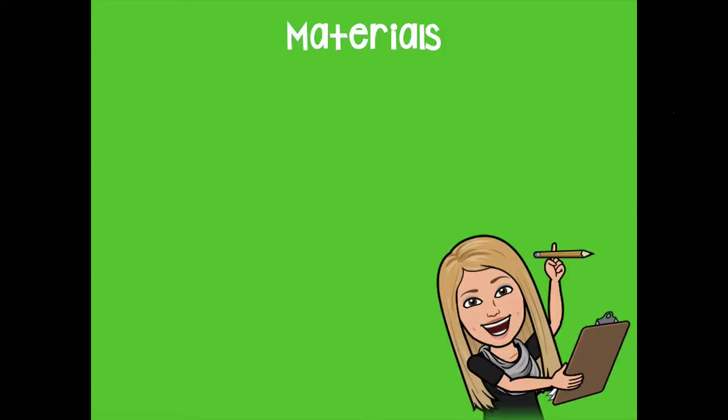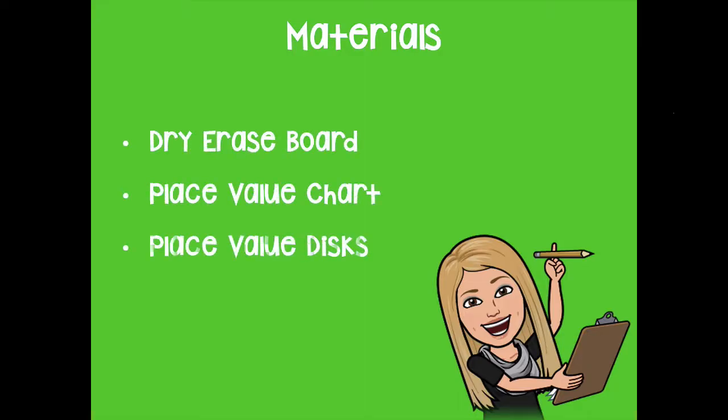So the materials that you'll need for this lesson are your dry erase board, your place value chart, and place value disks. If you don't have a place value chart, you can draw it. If you don't have place value disks, you can draw them. So if you don't have those materials, that's okay. Just make sure you at least have your dry erase board before we get started.